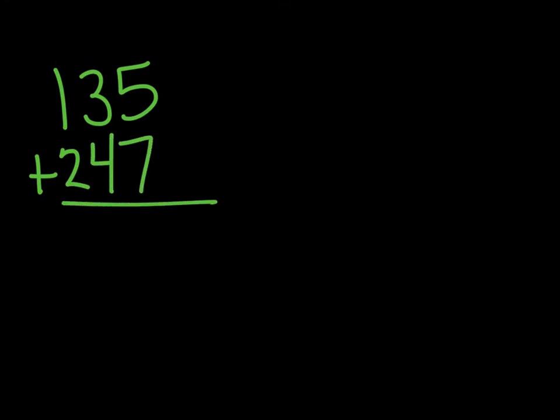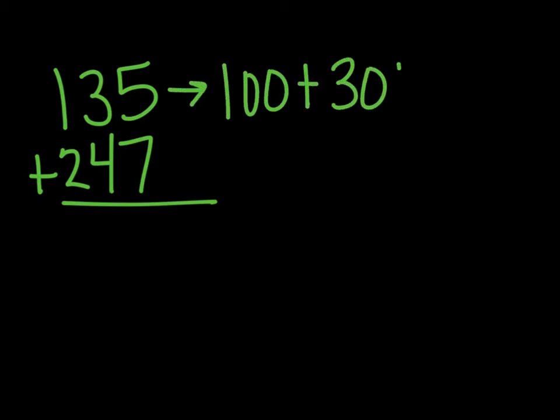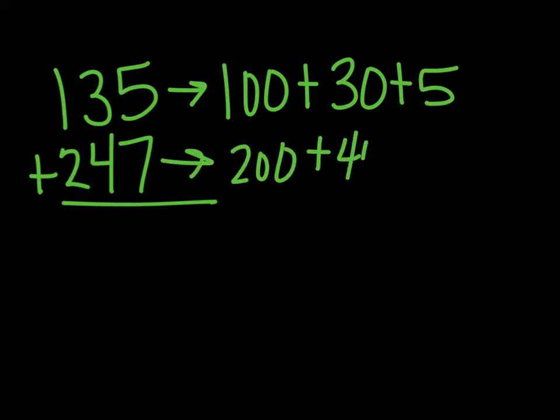Let's use this and do a larger problem. Let's do 135 plus 247. I hope you're writing these down with me as we go. Okay, so the first step is to write them in expanded form. So I've got 100 plus 30 plus 5. I have 200 plus 40 plus 7. And then I'm going to add those together.